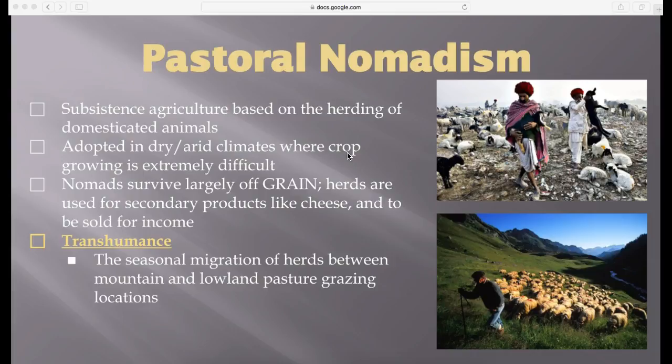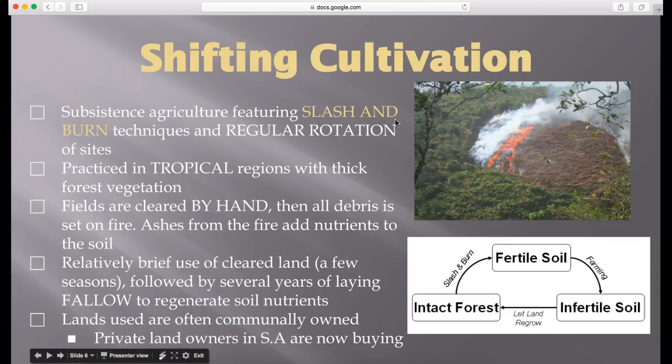This leads us to a term here called transhumance. Basically, this is the seasonal migration of herds between mountain and lowland pasture areas, mainly because if it gets too cold in one spot, there's not enough vegetation, so they move to the highlands and eat the vegetation. Once it gets warmer, they move back down to the lowland areas to ensure that they have enough vegetation for their animals.